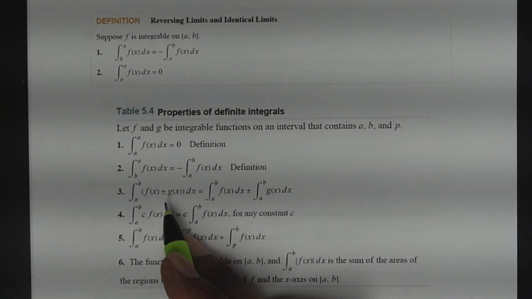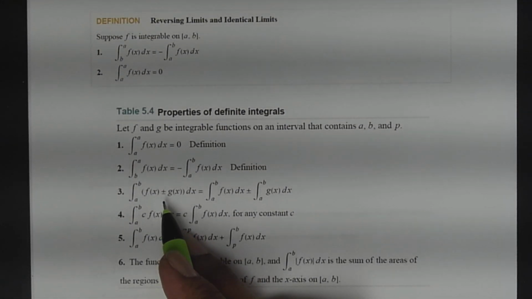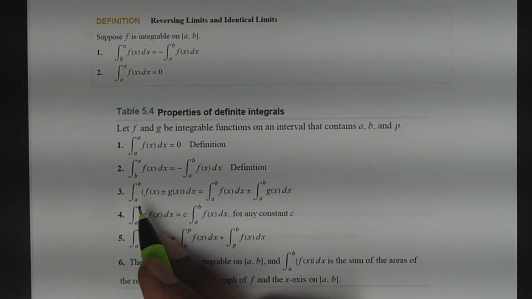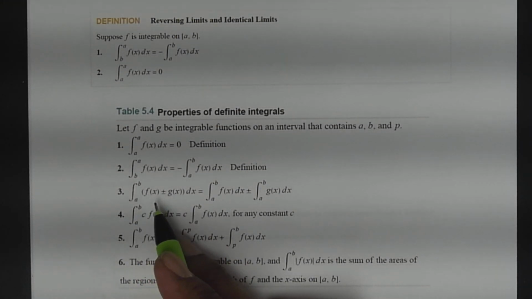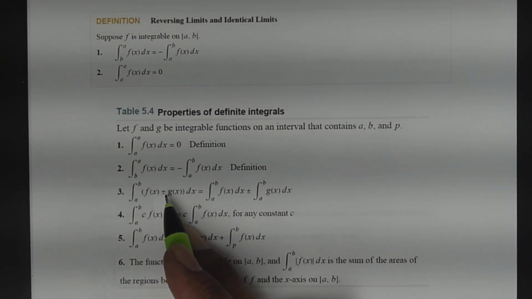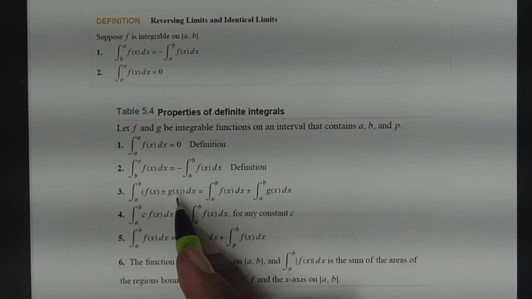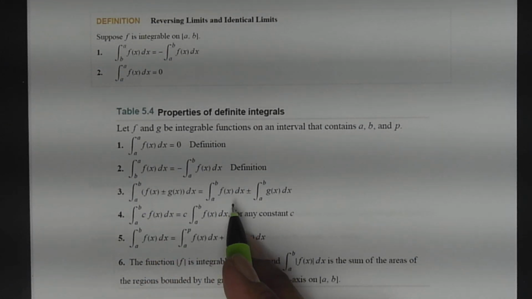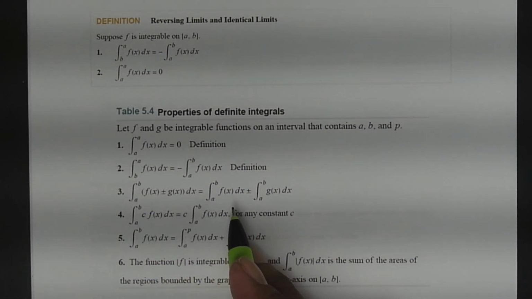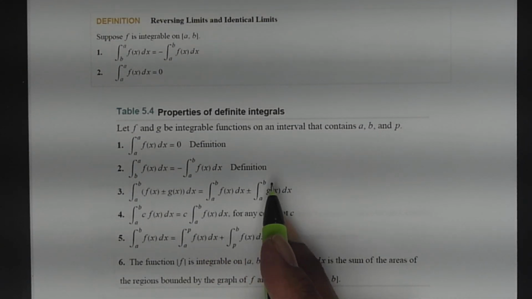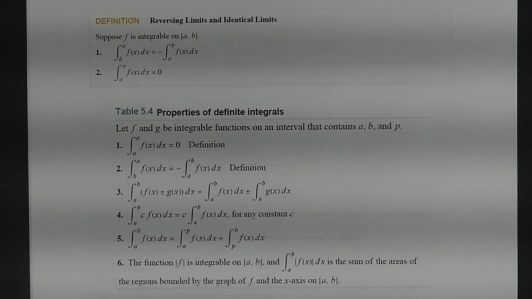Now, number 3 is pretty much the sum and the difference of 2 or more integrals here. If I'm taking the integral from a to b of f of x plus or minus g of x, well, I got the integral of the sum. I can write that as the sum of the individual integrals. Same holds true for the difference here. The integral from a to b of f of x dx plus the integral from a to b of g of x dx.